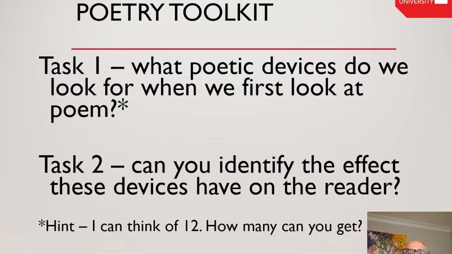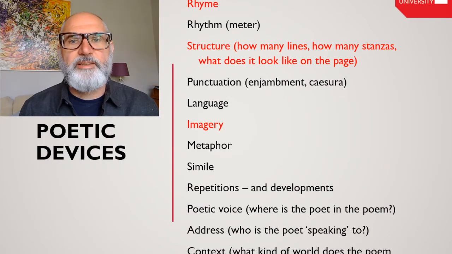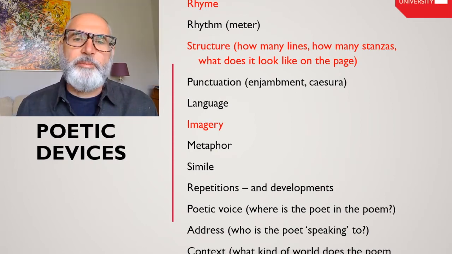Like I say, I can think of 12, but there's many more. But let's start with those, and then we'll talk about a few of them. Here's my list. How did you do? I've highlighted the ones that we're going to look at today, but let's have a look at all of them briefly before we move on.